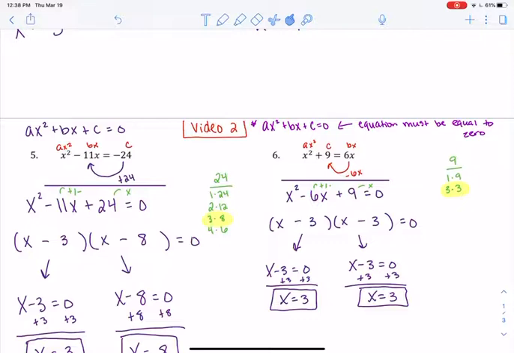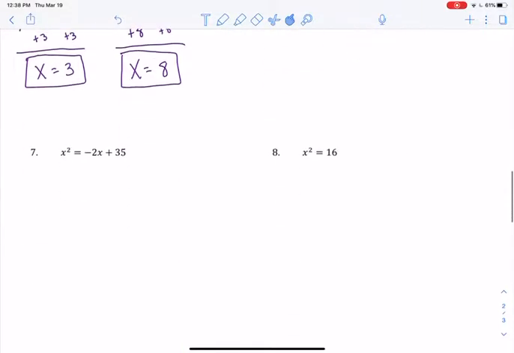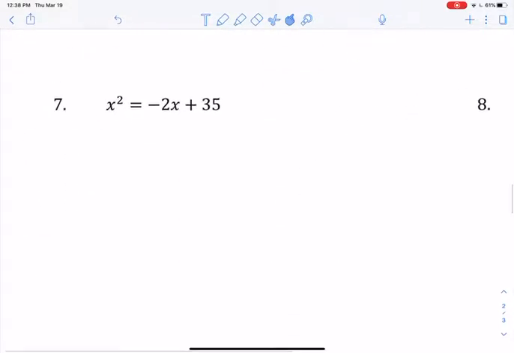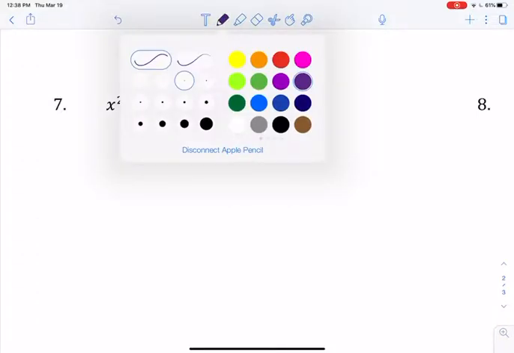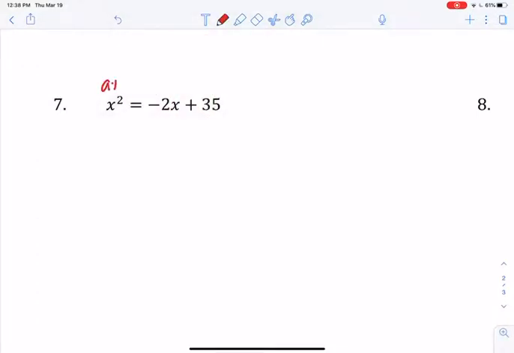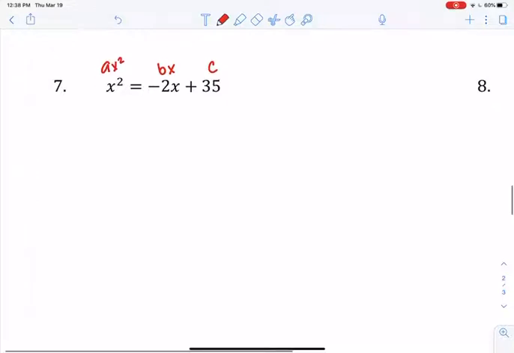Okay, so let's move on to number 7. This one's a little bit more complicated only because we have our ax squared, we have a bx, and we have a c, but bx and c are on the right side of the equation. We want everything to be on the left side, so it's equal to 0. So to do that, I need to add 2x to both sides, and I'll need to subtract 35 from each side.